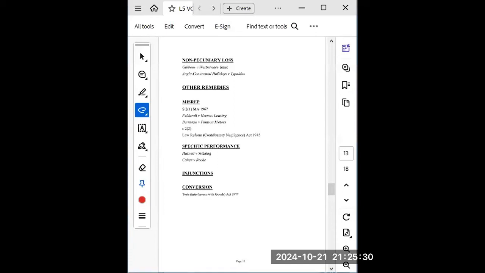Specific performance, an equitable remedy. Where the court grants specific performance, remember, the court is telling one party to fulfill his obligations. But courts will only ever grant specific performance if damages is not an adequate remedy. Case authority, Harnett against Yielding.